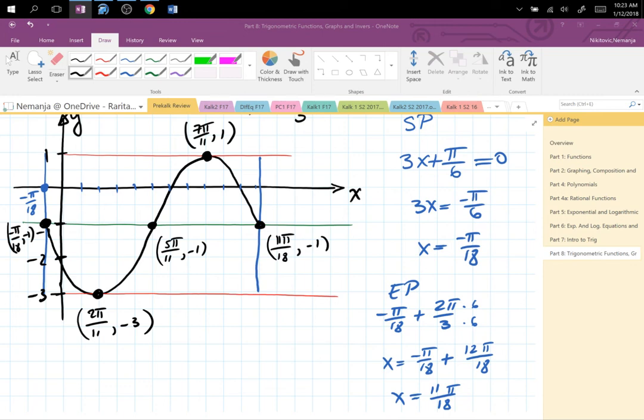To calculate this one, you can either average the start and end point, divided by 2. So negative 1 plus 11 is 10, divided by 2 is 5. Or you can simply count the tick marks. 1, 2, 3, 4, 5. Each tick mark is pi over 11, so you have 5 pi over 11.